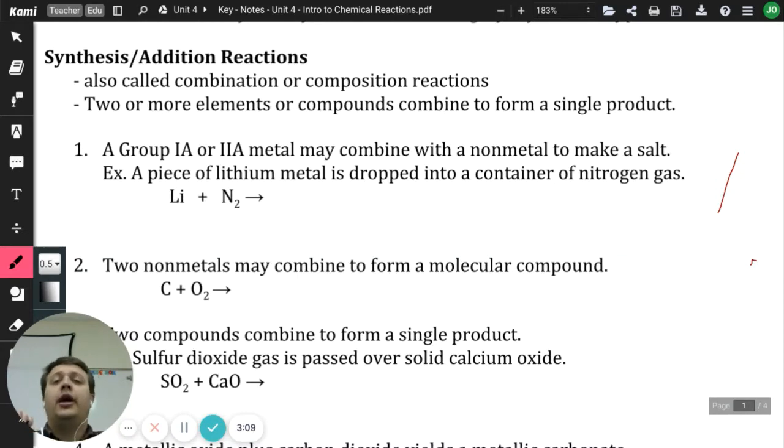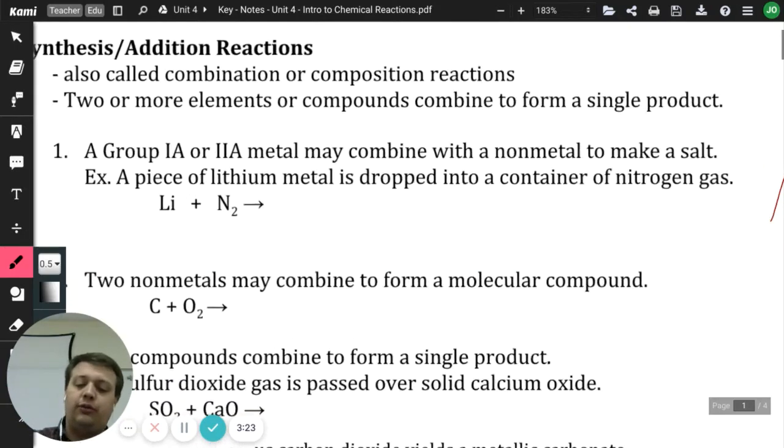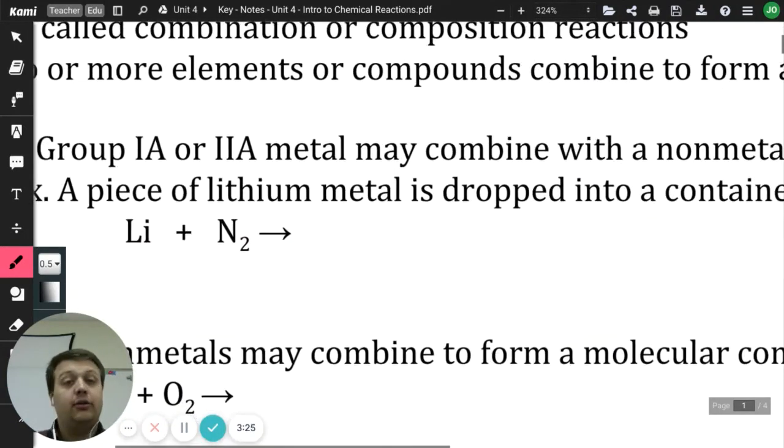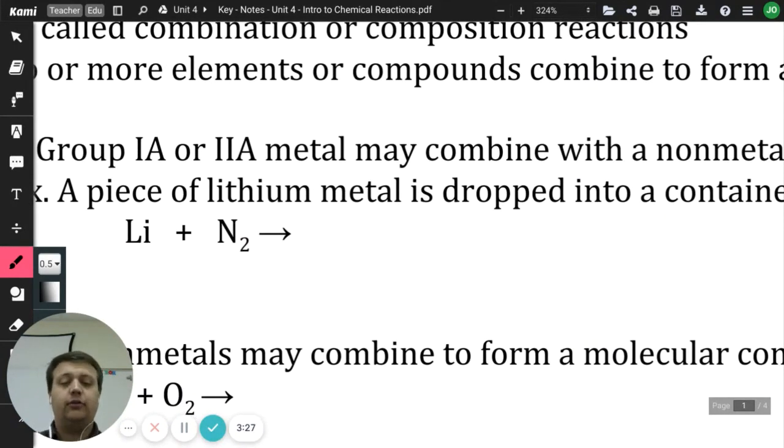Now, an example of this would be me taking a piece of lithium, remember lithium's a metal, and we're going to drop it into a container with nitrogen gas. So we've got our metal, lithium, we've got our nonmetal, nitrogen gas, and what we're going to do is create salt. Now, what kind of salt? Well, it's going to be a salt between lithium and nitrogen, right?